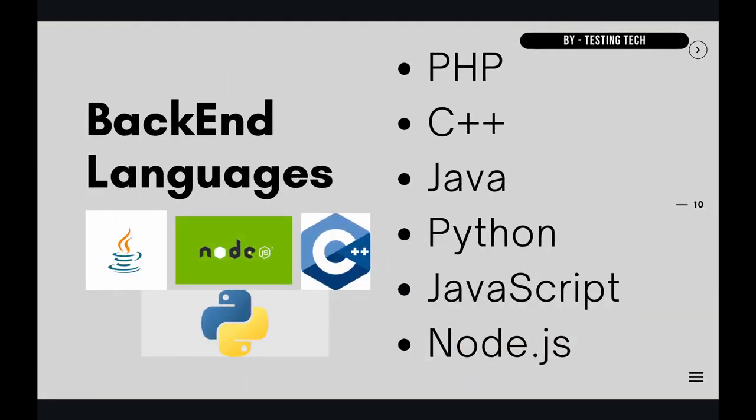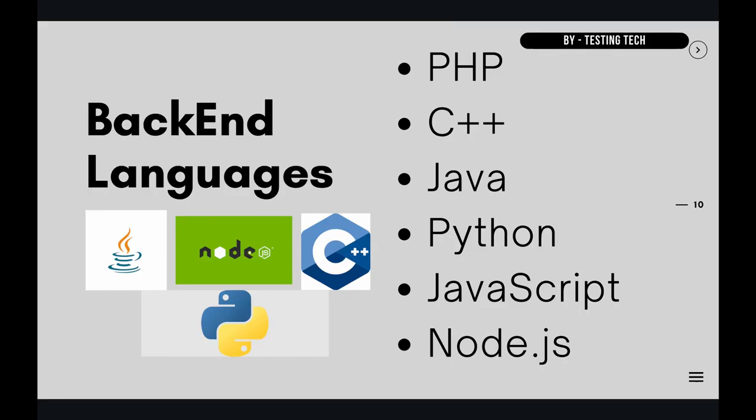Now, backend languages include PHP, C++, Java, Python, JavaScript, and Node.js. So, let's discuss these languages. PHP is a server-side scripting language designed specifically for web development. Since PHP code is executed on the server side, it is called a server-side scripting language.